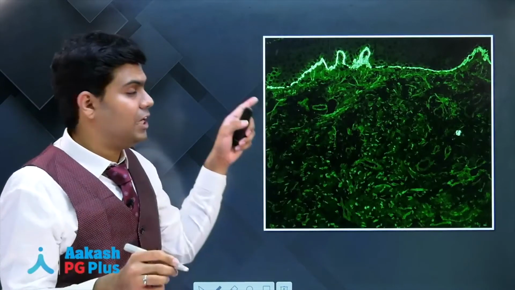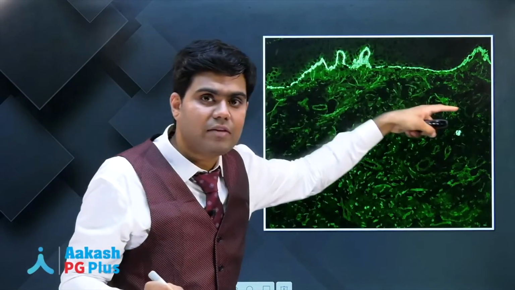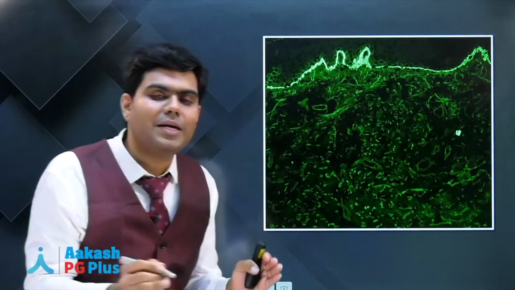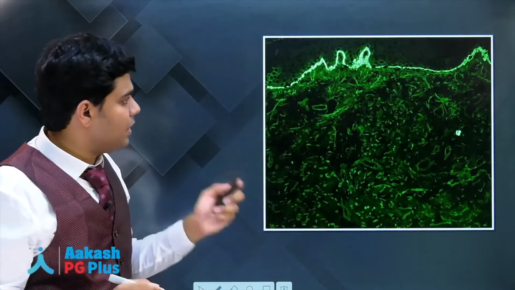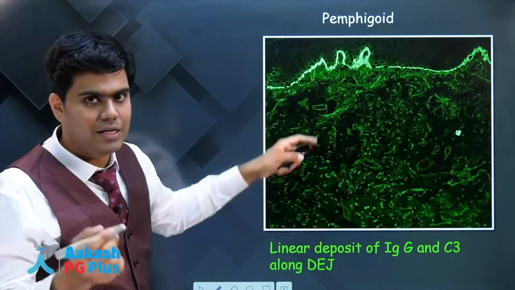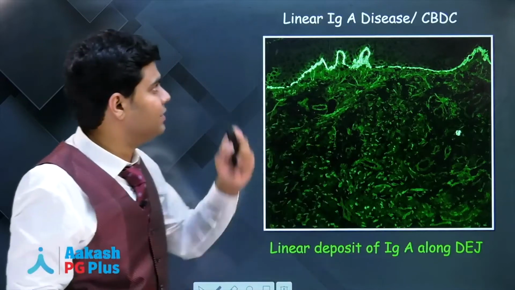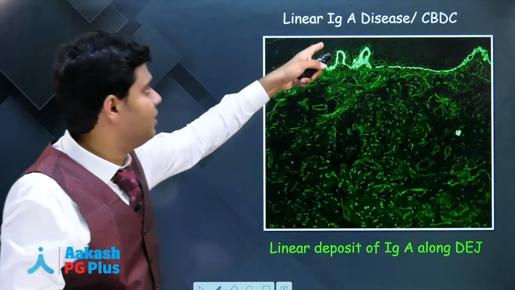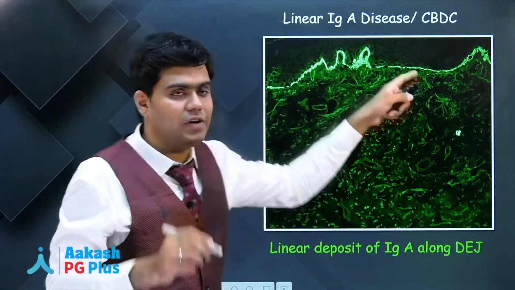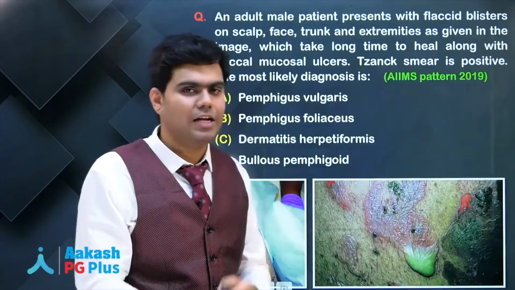We have seen fishnet pattern was for pemphigus. Here we can see linear deposits, a line of immunofluorescence that is highlighting the dermoepidermal junction. So linear deposits of IgG and C3 are seen in pemphigoid, right? But if I say they are not IgG, they are IgA, then what's your diagnosis? Linear IgA disease. The name itself says the antibody is IgA, not IgG here. So linear deposit of IgA, linear IgA disease, or CBDC if the patient is a child, right?